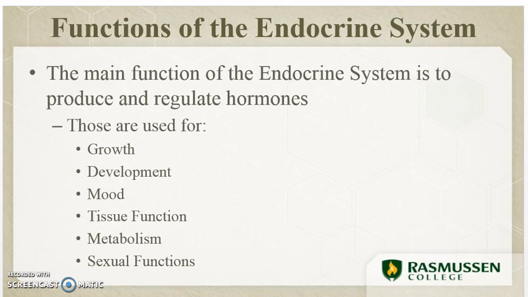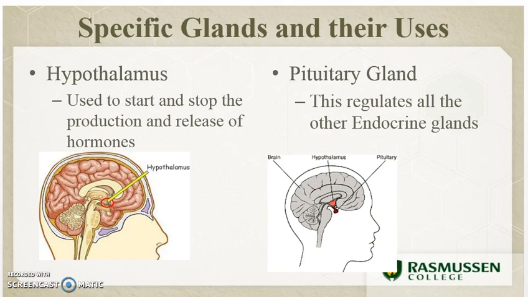So now the next topic that we're going to talk about in chapter 32 is going to be the different glands of your endocrine system and what they're used for. So we're going to start off by talking about your hypothalamus. This is situated in the center of the brain below the thalamus. It is similar in size and shape to that of an almond, and it is the connection between the endocrine and the nervous system. The main function of your hypothalamus is to start and stop the production and release of other hormones throughout your body.